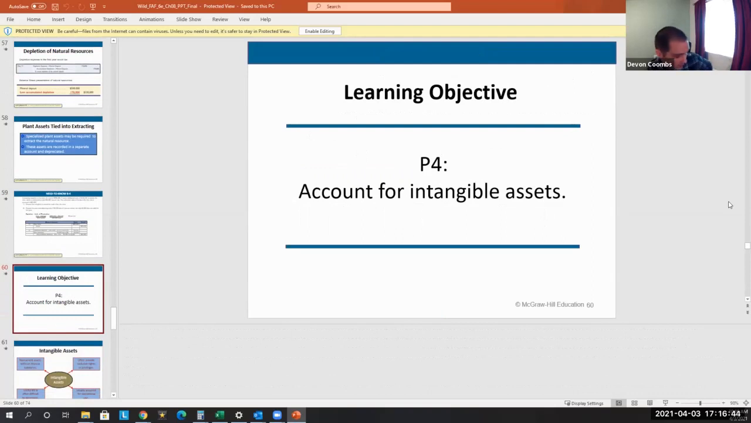This is also important because there's a difference between tangible and intangible assets. This class is focused on tangible assets, but there's sometimes we buy assets that don't have a physical substance. Does anyone know some examples of intangible assets in this class?